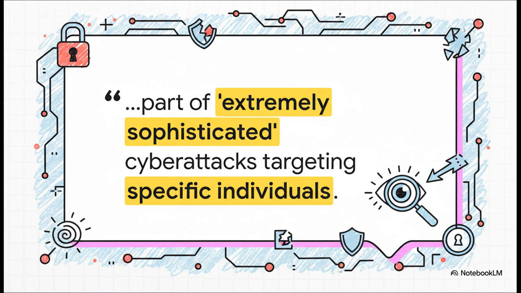And just to leave you with one final thought on how serious this is, here's a quote straight from Apple. They said this flaw was part of extremely sophisticated cyber attacks. Now, they also say these attacks were targeting specific individuals, like journalists or activists. But here's the thing. Once an exploit like this is out in the wild, it's only a matter of time before it gets used more broadly. Today's targeted attack can easily become tomorrow's widespread problem.